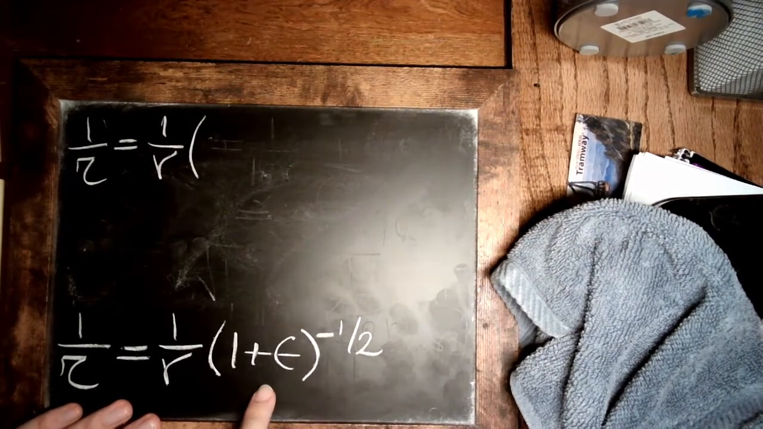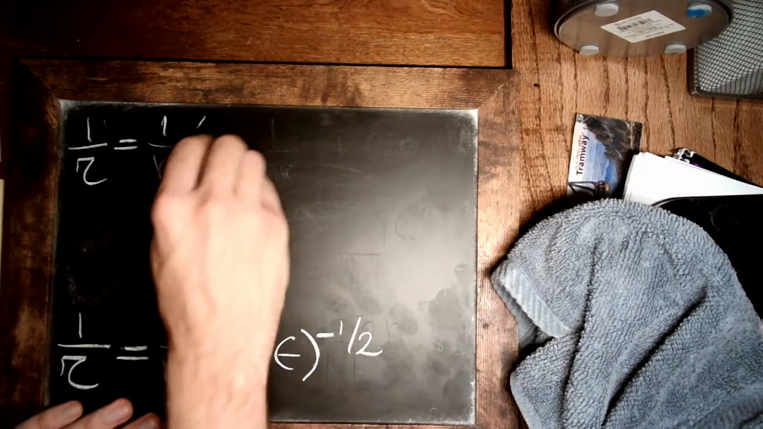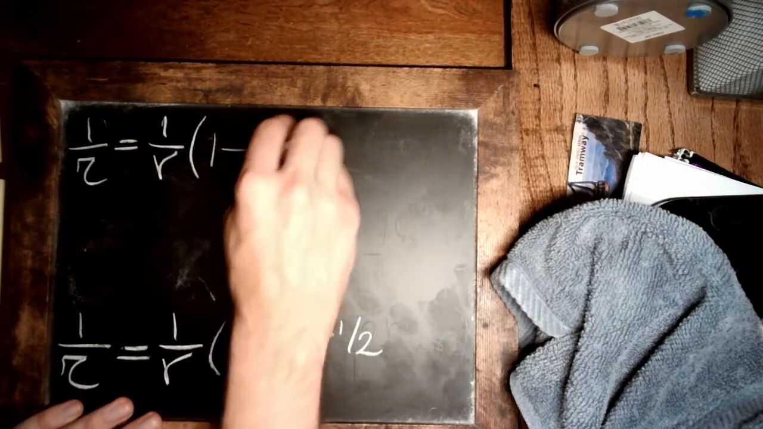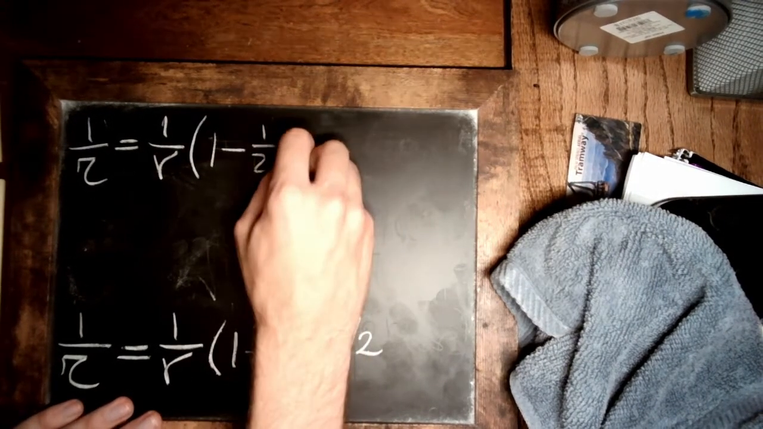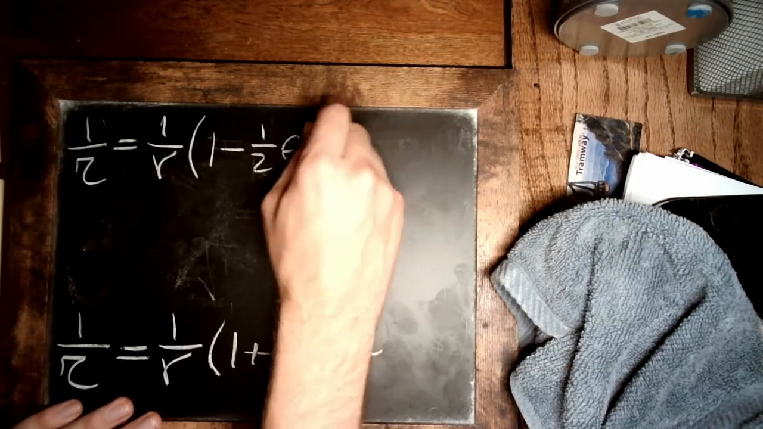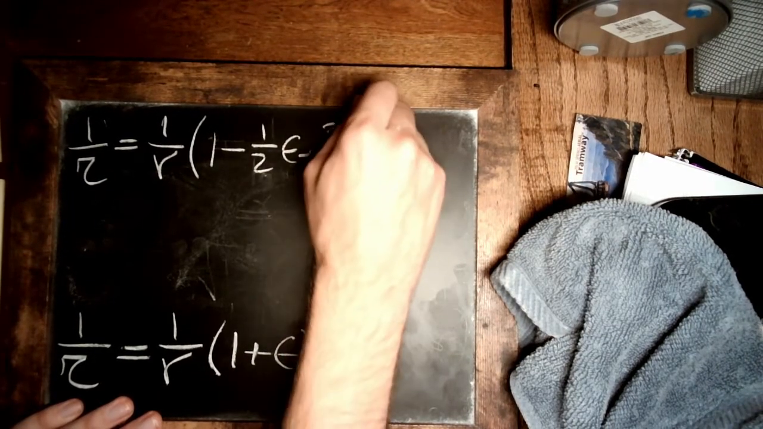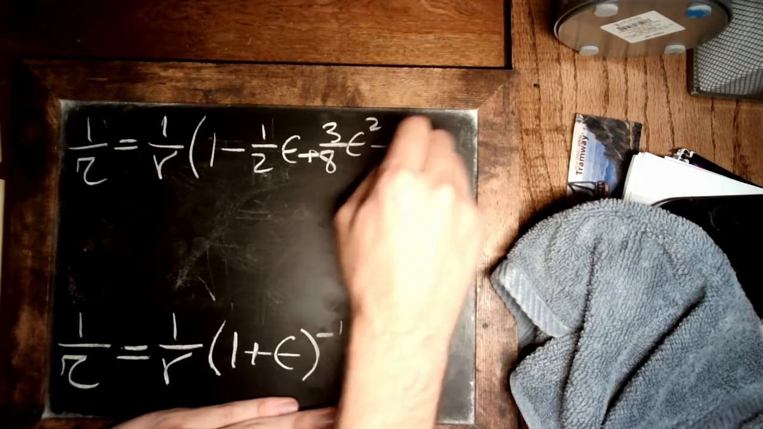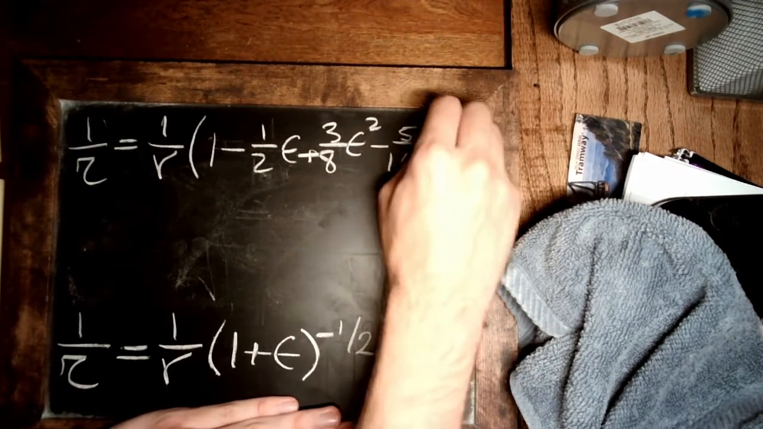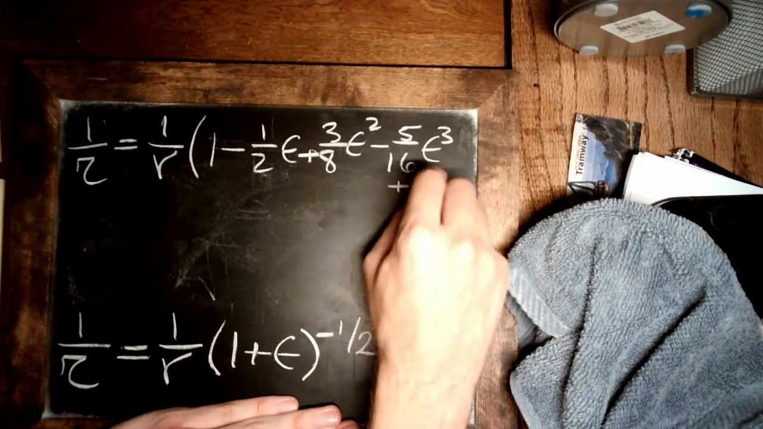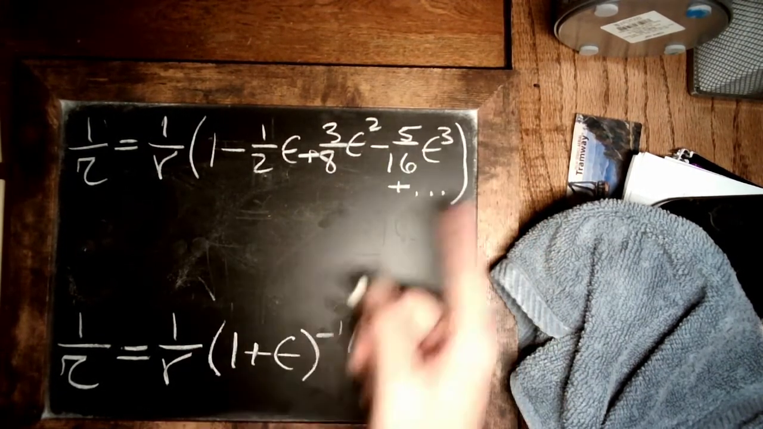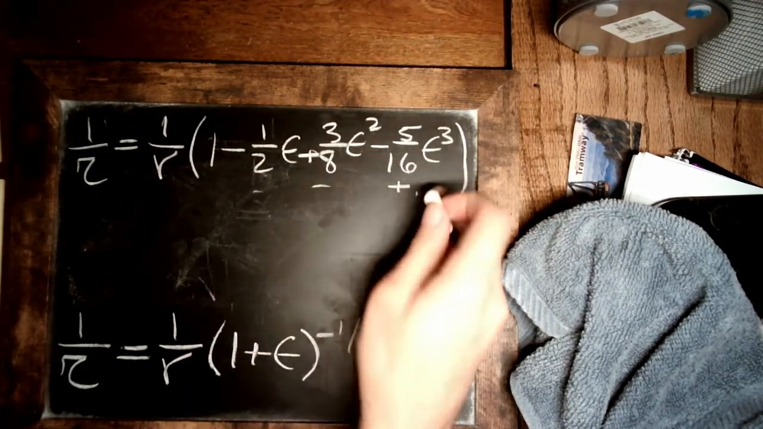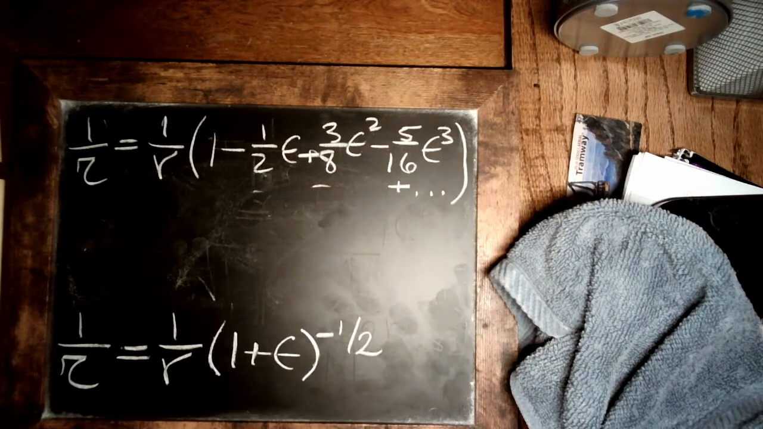But if we're expanding this square root, we get 1 minus 1/2 epsilon plus 3/8 epsilon squared minus 5/16 epsilon cubed, and so on. It'll alternate sign like that, and we'll get various coefficients in increasing powers of epsilon.